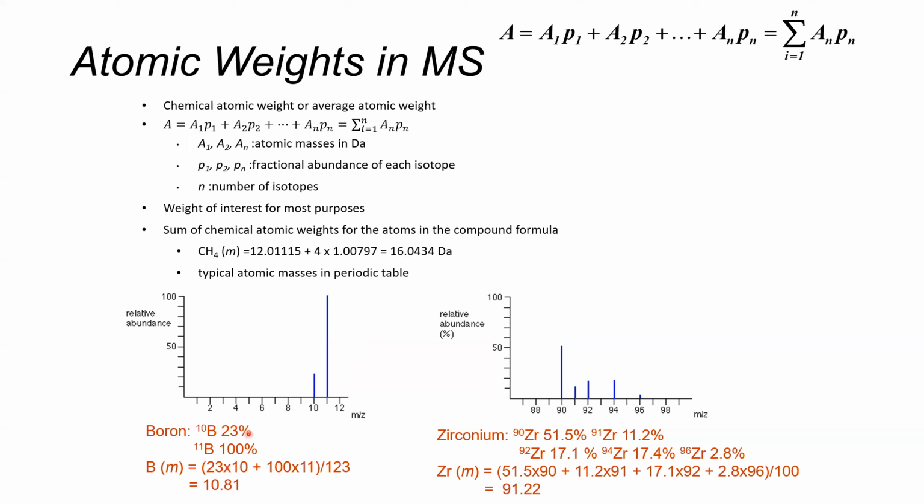If we then determine the mass of boron from that, we find 23 times 10 plus 100 times 11, divided by the sum of the two abundances, 123, which gives us a mass of boron of 10.81. So that's typically what we use and find in the periodic table as our masses.